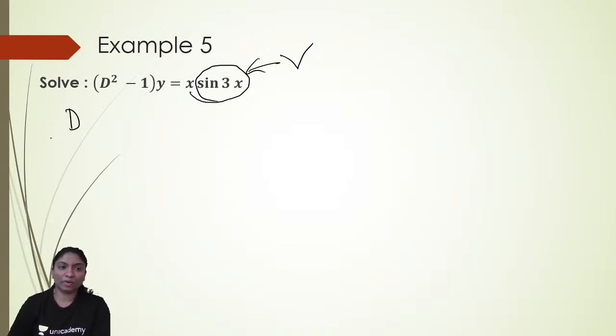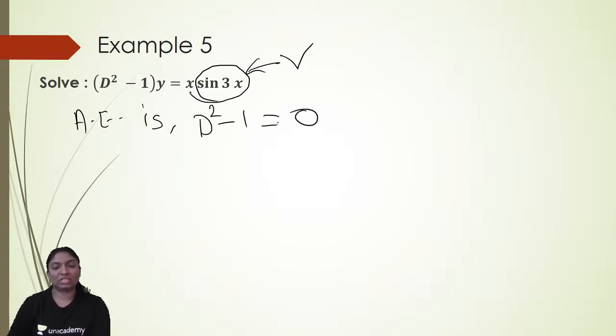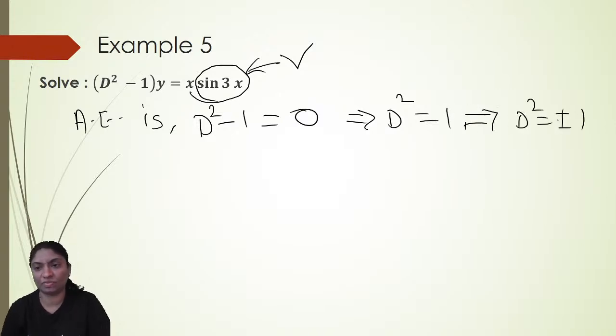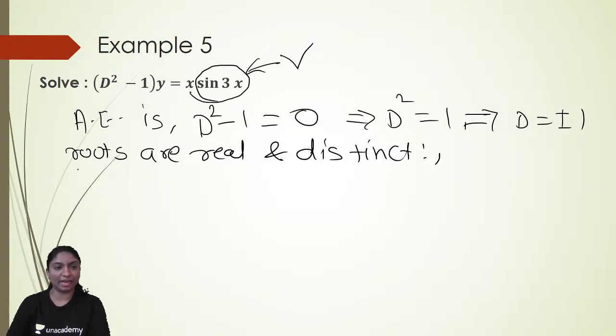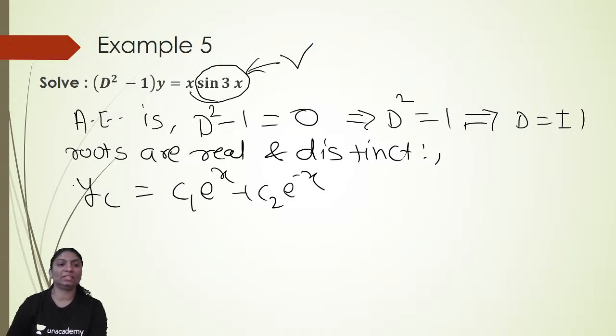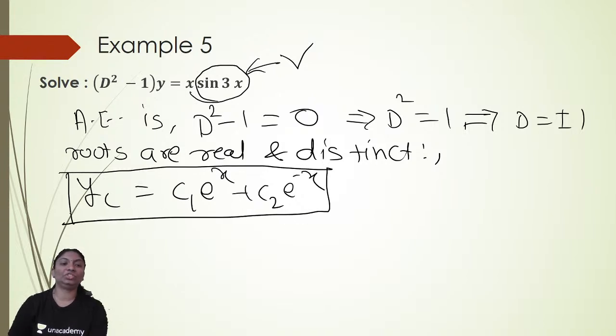So the auxiliary equation is d square minus 1 is equal to 0, f of d is equal to 0. Which implies d square is equal to 1, so d is equal to plus or minus 1. So the roots are real and distinct. Therefore, we can write yc is equal to c1 e raised to x plus c2 e raised to minus x. This is our yc for the given differential equation. As this is non-homogeneous, we will calculate yc as well as yp.